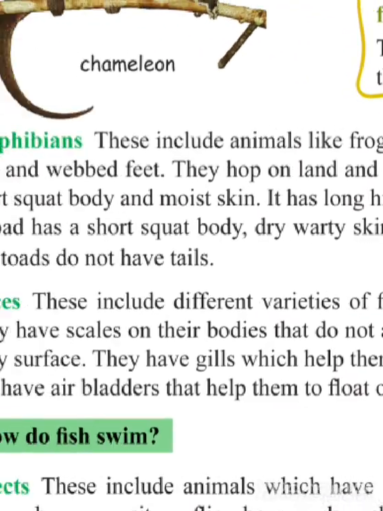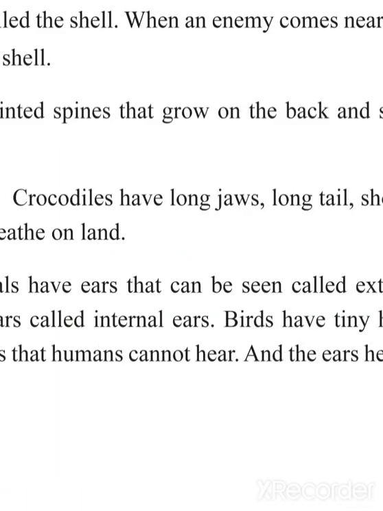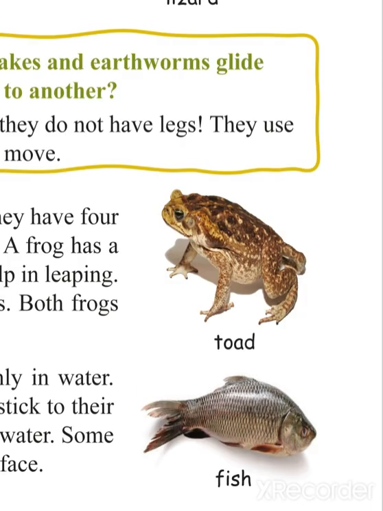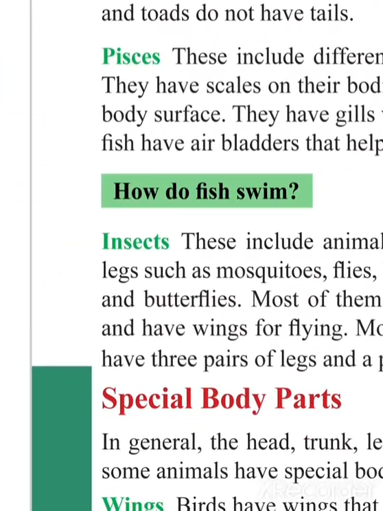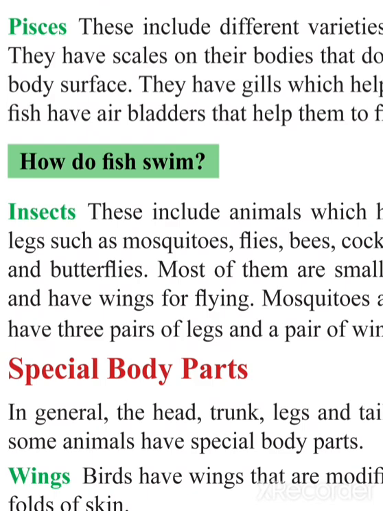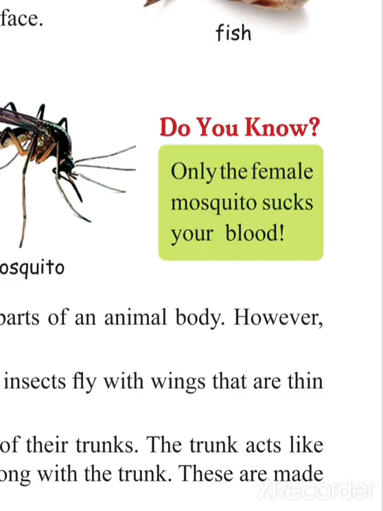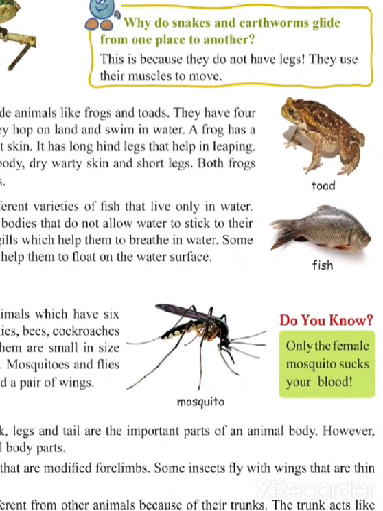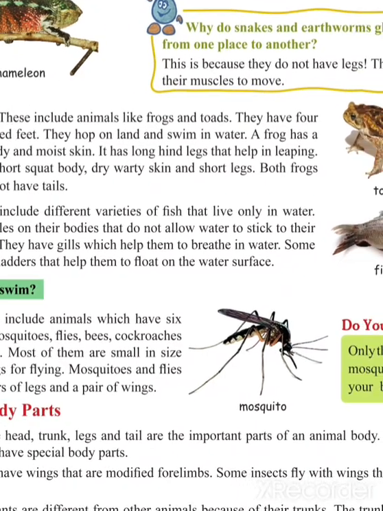And then we'll see about insects. These are the animals with six legs, like flies, bees, mosquitoes, and cockroaches. They are small in size and have pair of wings to fly, but they cannot fly to a very high extent.